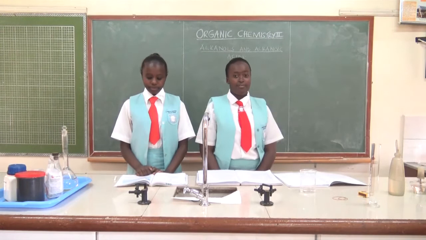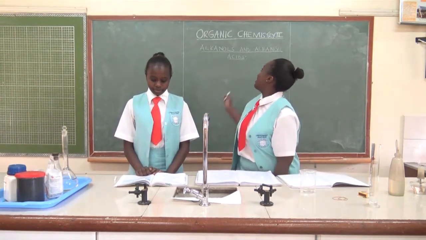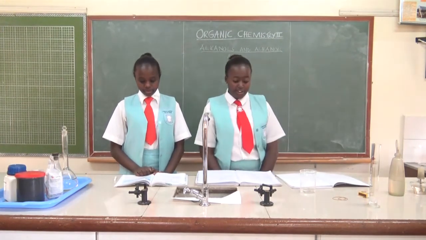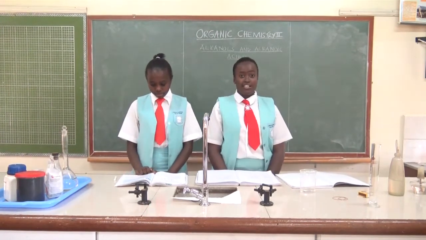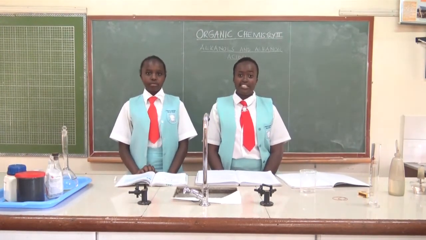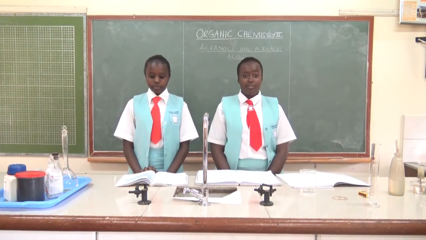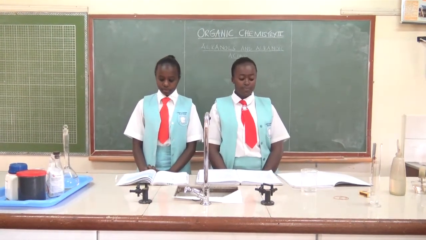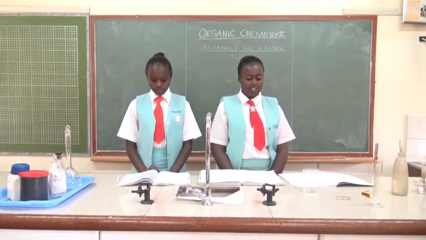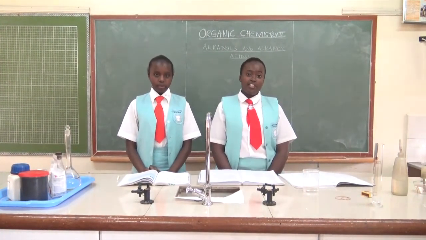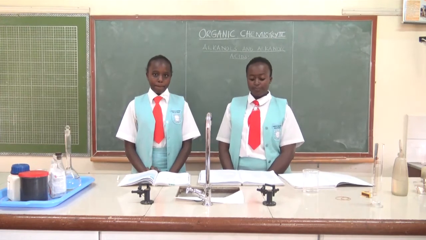So today we're talking about organic chemistry 2. In organic chemistry 2, we mainly talk about alkanols, alkanoic acids, and detergents. An alkanol is a type of hydrocarbon which has a hydroxyl group. Examples of alkanols are methanol, ethanol, and propanol.